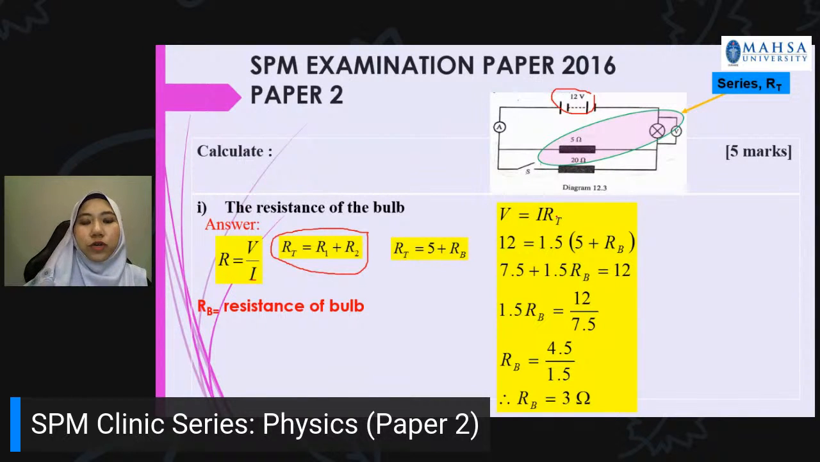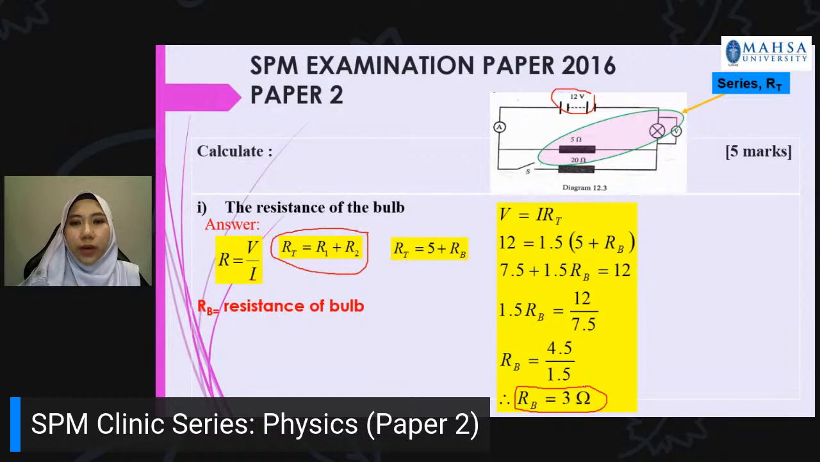RT refers to the total resistance, the effective resistance. You have your resistor and bulb connected in series, so 5 plus RB. Substitute the value of your current and the battery value, which is 12 volt, and then solve for RB. The resistance of your bulb is equal to 3 ohm.